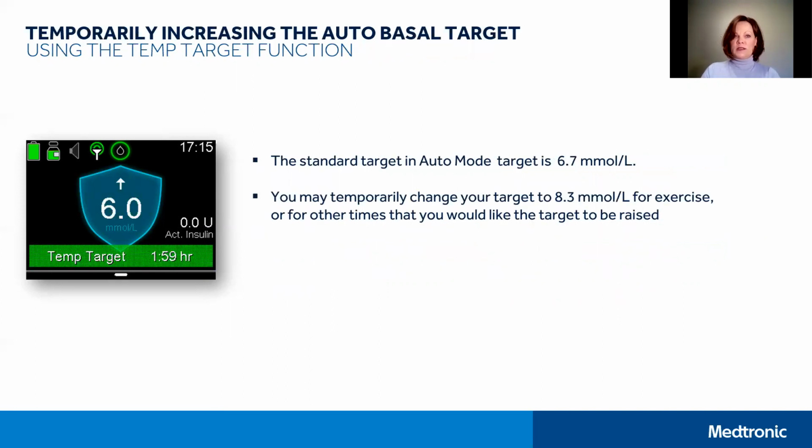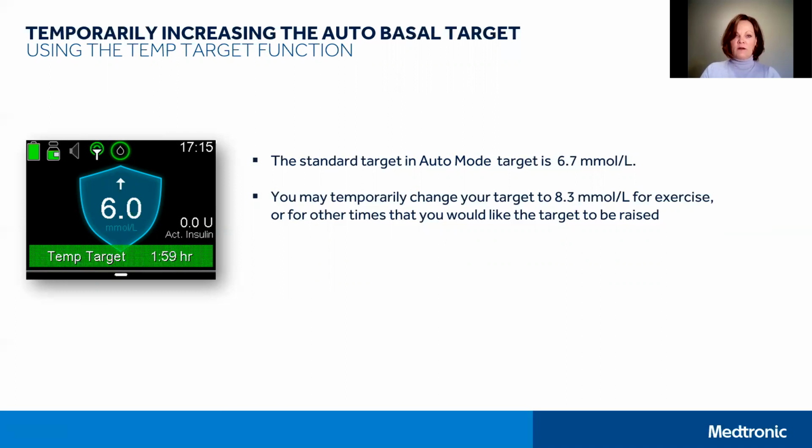While in auto mode, the Temp Target function allows you to temporarily set auto basal to a higher sensor glucose target of 8.3 versus the standard target of 6.7. You may wish to engage this feature for exercise or for other times that you'd like a slightly higher sensor glucose target. And when this feature is active, you will notice a green banner across the bottom of your home screen to indicate that you're using Temp Target.